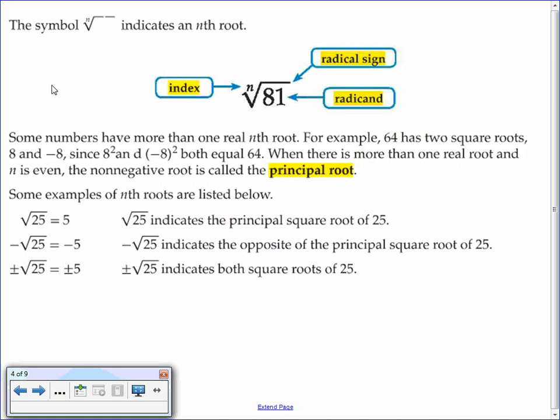Now, when I look at something like the square root of 9 equals 3, that's because 3 squared equals 9, but doesn't also negative 3 squared equal 9? So this thing really has 2 square roots. So to keep from any confusion happening, if we don't put a sign in front, then we want the positive answer. And so the square root of 25 is 5. That's the positive version. We call that the principal version. If we put the negative sign in front, then we want the negative version. If we put plus and minus in front, then we want both versions.